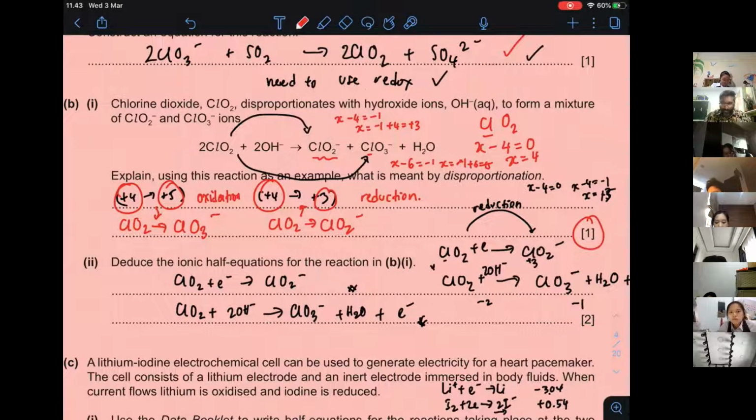So deduce. If you want to deduce this reaction, just put, because ClO2 to ClO3 minus, that's the equation. And then I also have another equation, which is ClO2 becoming ClO2 minus, this equation. So how do I deduce the half equations for that?